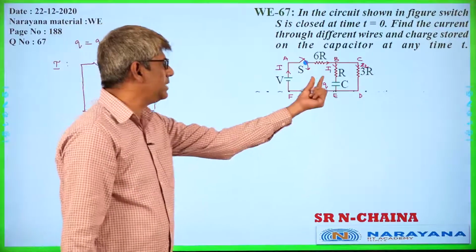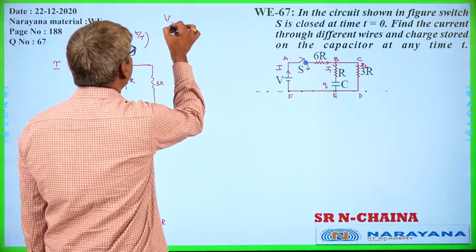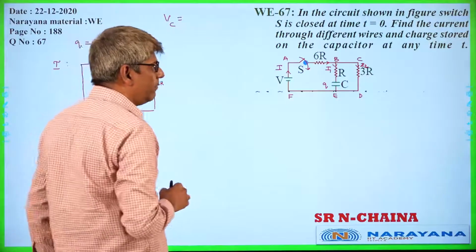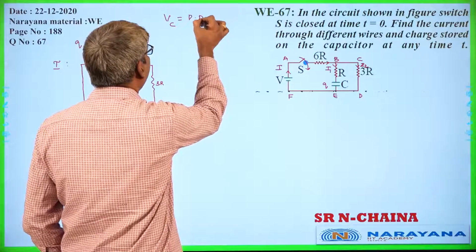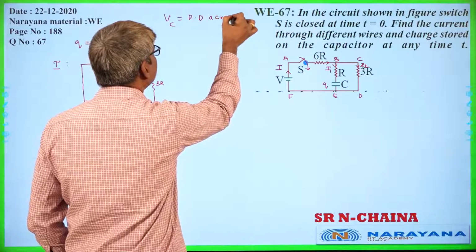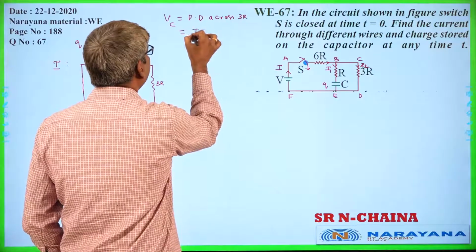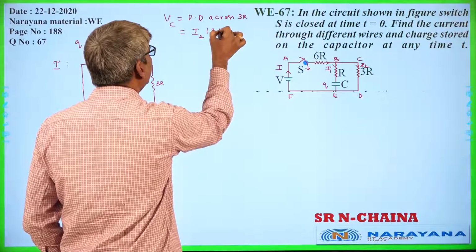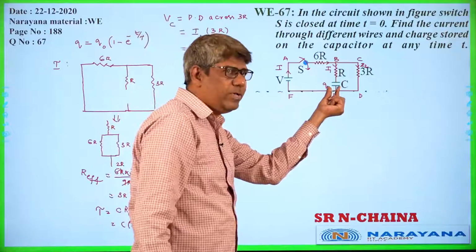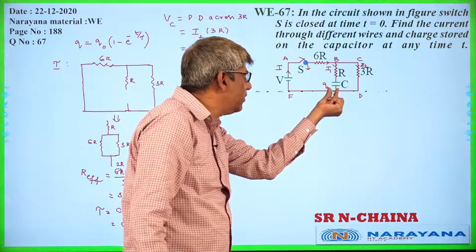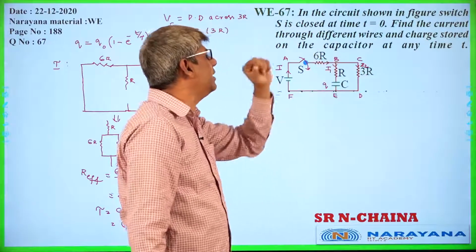Next, we have to find the potential difference across the capacitor. So the potential difference across the capacitor, VC, when a steady state is reached, is equal to the potential difference across the 3R ohm resistor. This can be written as the current through 3R, which is I2, into 3R. But to find I2, at t equal to infinity, I1 will be 0.